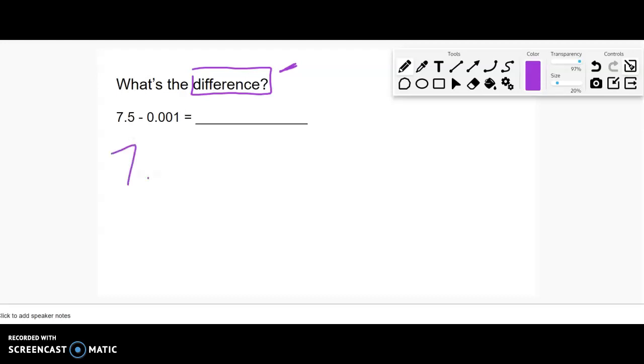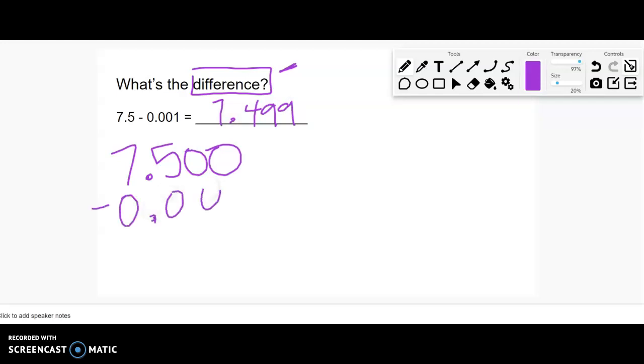But remember, 7 and 5/10 is the same thing as 7 and 500 thousandths. And what's one less than 500? 499. So I have 7 and 499 thousandths. If you need to, you can write it out and borrow.